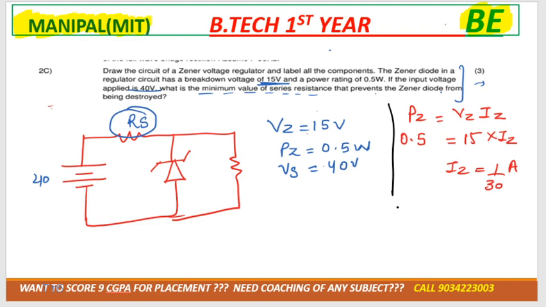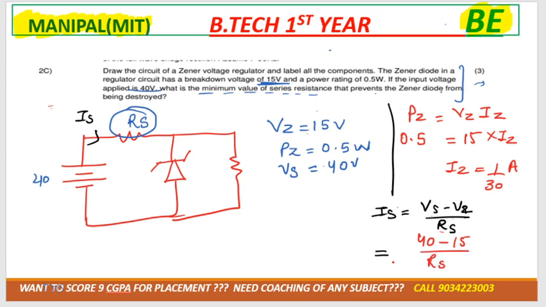So you know the formula of RS, that suppose here the current flowing here would be IS. So IS would be equal to VS minus VZ divided by RS. This formula I told you, right? So if I want to calculate RS, then in this case VS is equal to 40, VZ would be 15, right? If I shift it, then RS we need to calculate, right? Yeah, so IS is equal to IZ in this case.